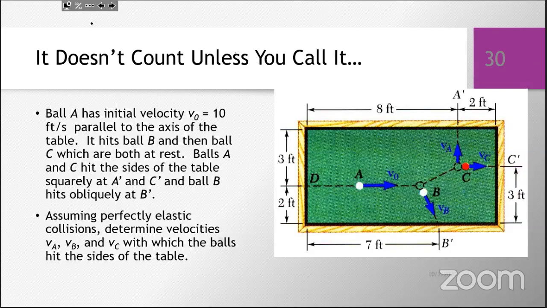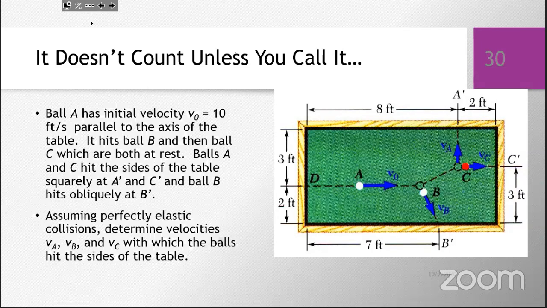All right, so what do we got going on here? We've got another pool ball problem. This one's a little bit more complex. We've got a lot more dimensions. We've seen the whole pool table. Ball A has an initial velocity of V naught, which is 10 feet per second, parallel to the axis of the table. It hits ball B and then ball C, which are both at rest.